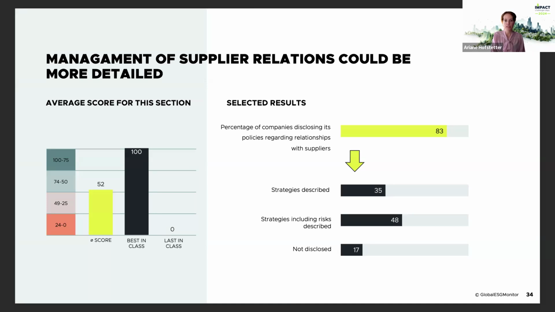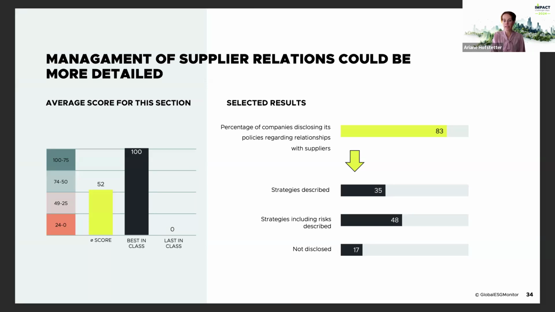We talked about this in one of the earlier webinars, and it's also about a supplier code of conduct, for example, or about trainings, for example, trainings for the purchasing department, to make sure that this topic is well anchored in the company. When it comes to the percentage of companies disclosing policies regarding relationship with suppliers, you can see that we have a quite high number here.